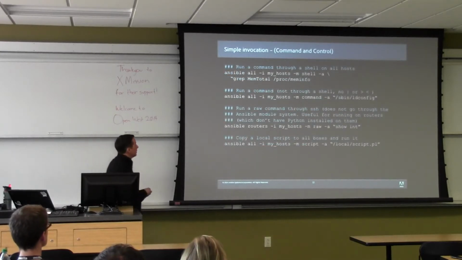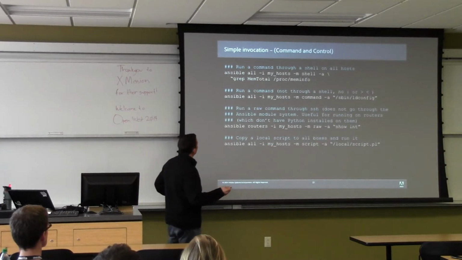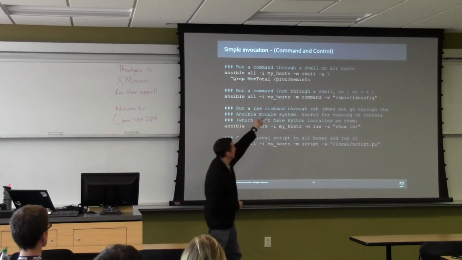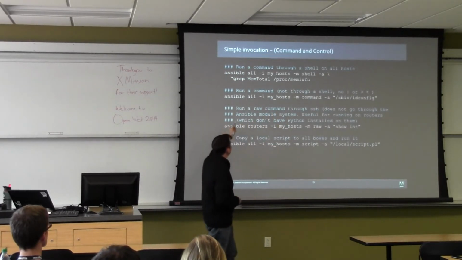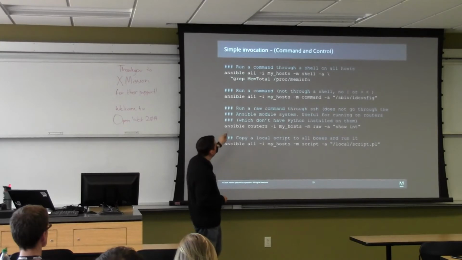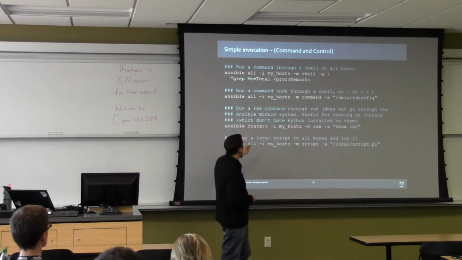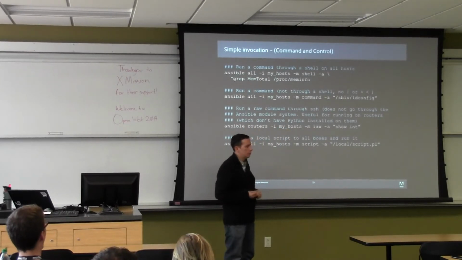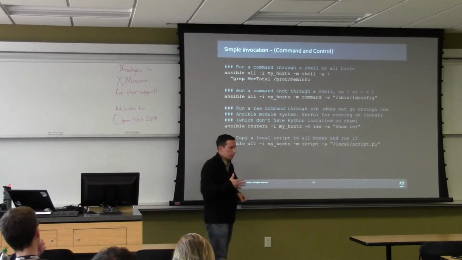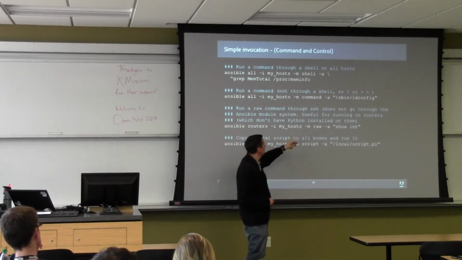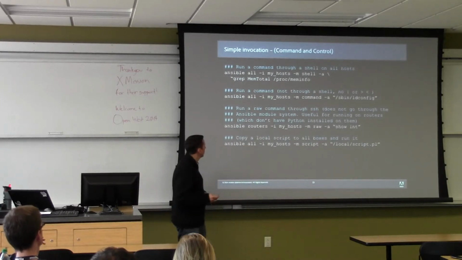So for some more examples, this one, run a command through a shell, use the shell module. Here's your command. Oops, I forgot closing quotes. Grep total info, for example. Run a command not through a shell. You would use the command module, which just runs a command, doesn't put it through a shell, so you don't have pipes or anything available to you. Command snmpconfig. You may have different needs for that.